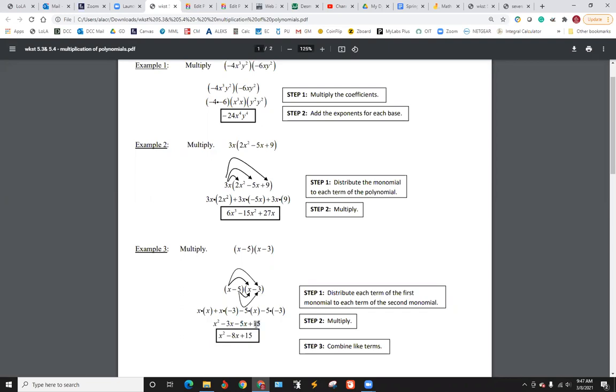Now, with these, what's usually going to happen is you're going to have 2 terms in the middle, at least, that are going to be the same. There'll be like terms. In other words, there's -3x and -5x. Those are like terms, so we combine those. So -3 and -5 is -8x.